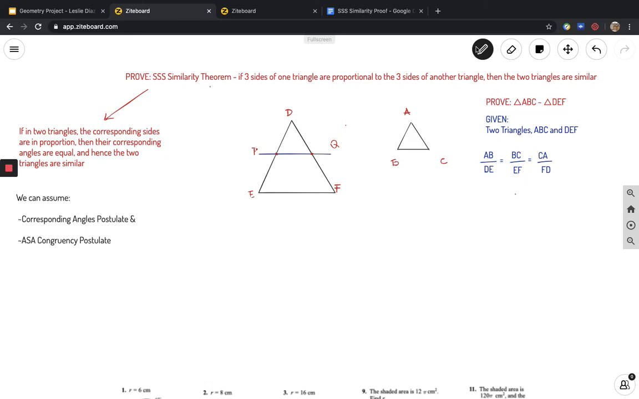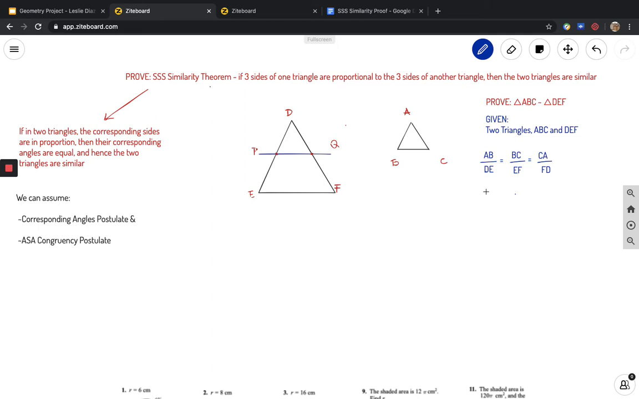For our given, which is right here in the blue, we have two triangles, triangle ABC and triangle DEF, with the corresponding sides AB over DE equal to BC over EF, equal to CA over FD. So from looking at this, we know that AB over DE is equal to AC over DF, or as I have it written, CA over FD, because that's a given, so we know that's true.